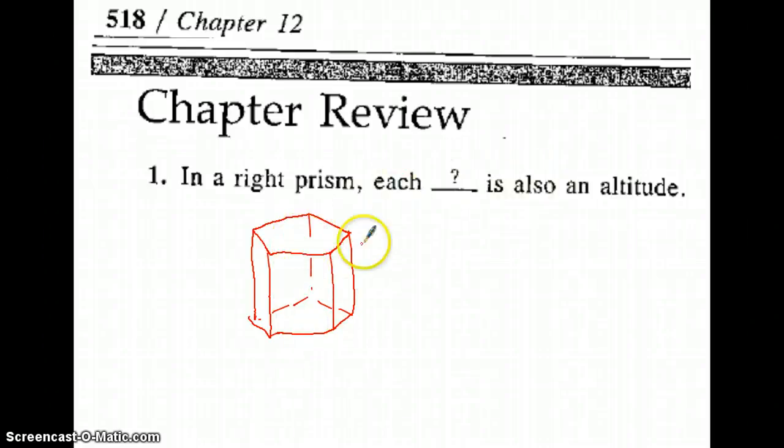But this one, they're just saying altitude. Well, that's anything that is the length between the planes of the bases. And this thing I just highlighted here, I would call a lateral edge. You can't say any edge because there's some edges down here that are not altitude length edges, but this edge here is a lateral edge.